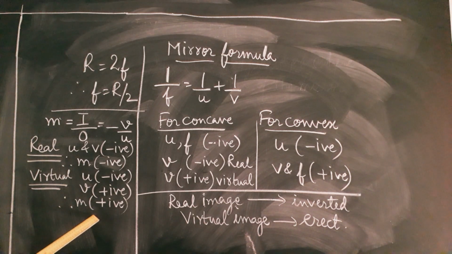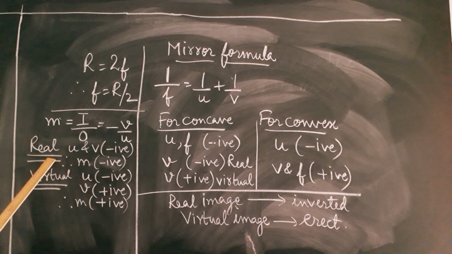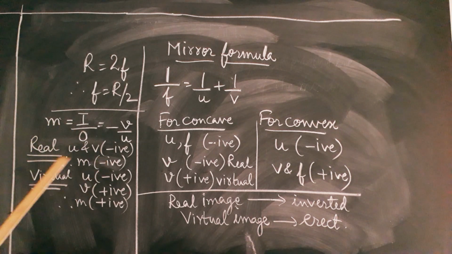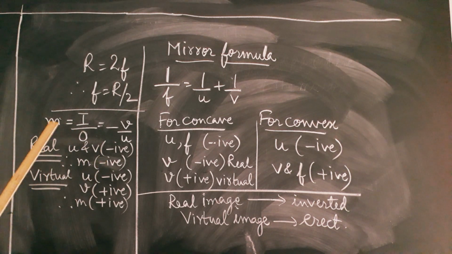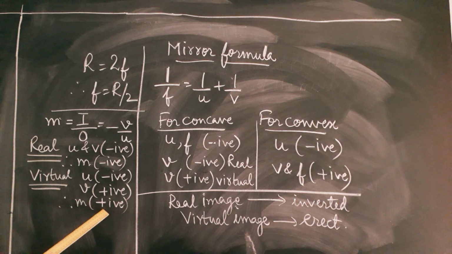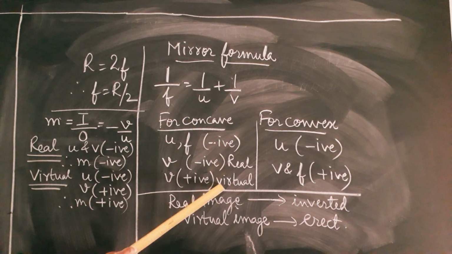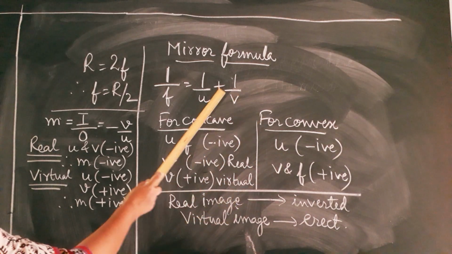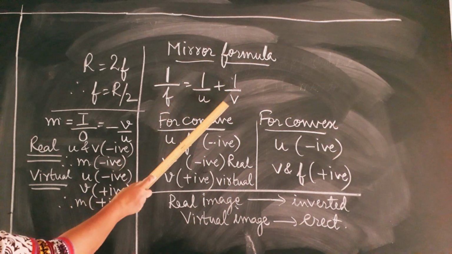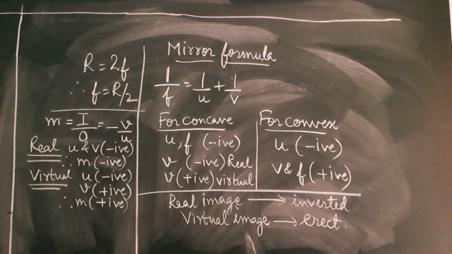Right? So have a careful look. When the image is real, the magnification is negative. When the image is virtual, the magnification is positive. Okay, and this is the mirror formula, and these are the different sign conventions which are going to be put in the mirror formula before calculating the result.